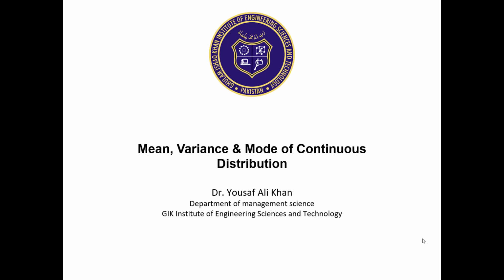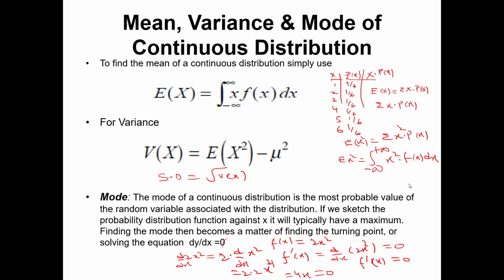values in a specific interval, and we use integration in order to calculate the mean and variance of a specific continuous probability distribution. So in this lecture I'm going to solve some specific examples to show you how you will calculate mean, variance and mode of a continuous distribution. The formulation for the mean is E[x] is equal to the integral from minus infinity to plus infinity of x times f(x). f(x) shows the function of the continuous probability distribution.